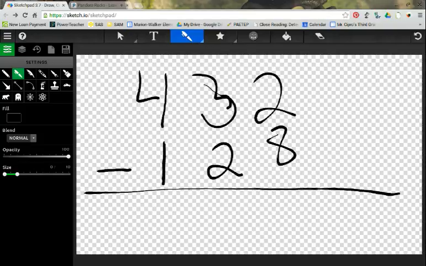Okay, so if you made your trades, if you traded a 10 for some ones, you should have 2 tens left. And remember, that 10's not going away. You're just adding it over to your ones. So the 10 ones that you got from your 10 was added to your 2 ones that you already had. So 10 plus 2 gives you 12 ones.